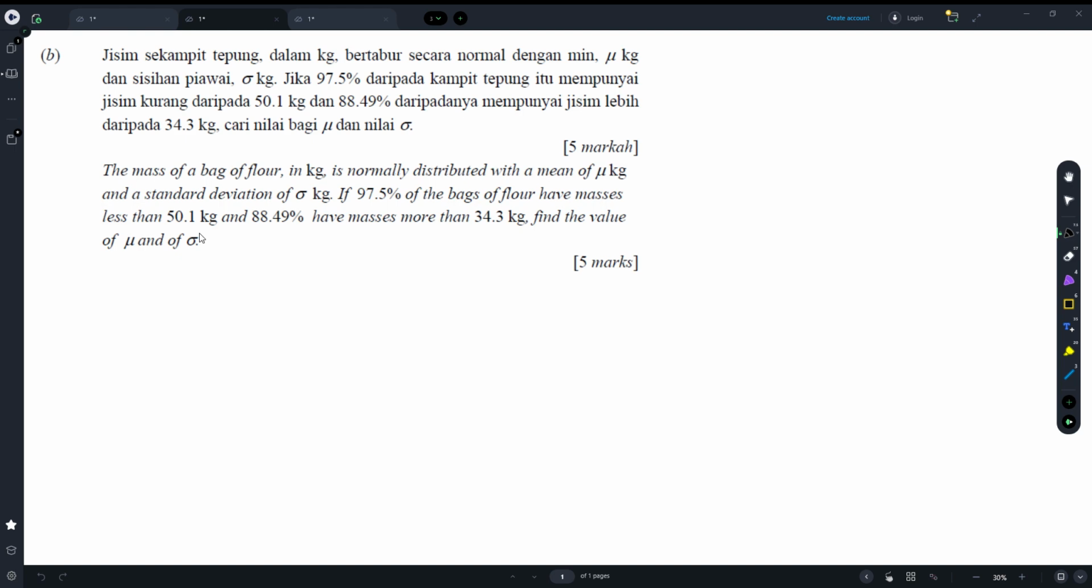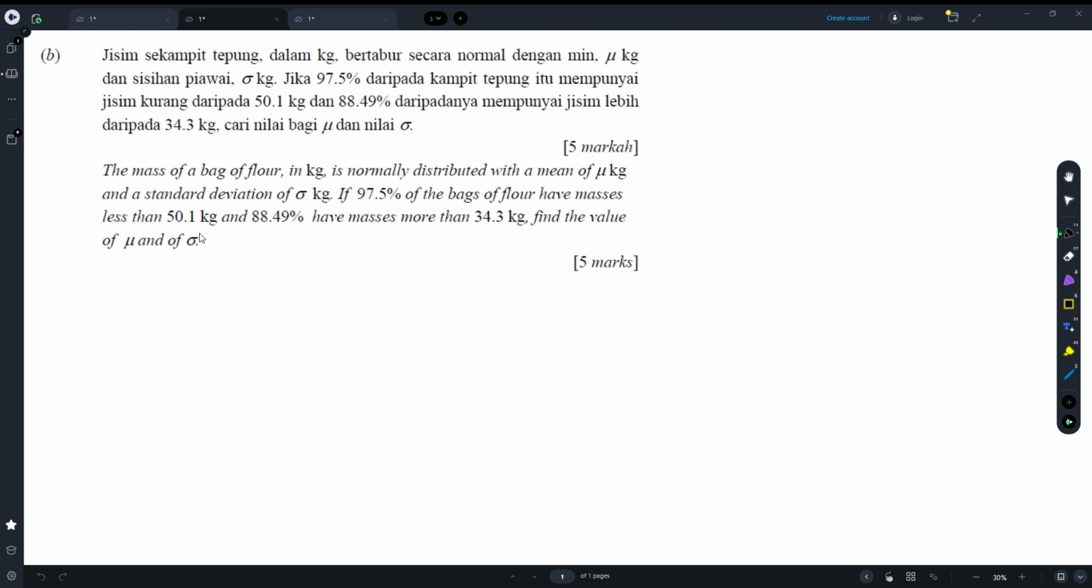The mass of a bag of flour in kg is normally distributed with a mean of mu kg and a standard deviation of sigma kg. If 97.5% of the bags of flour have masses less than 50.1 kg and 88.49% have masses more than 34.3 kg, find the value of mu and sigma.